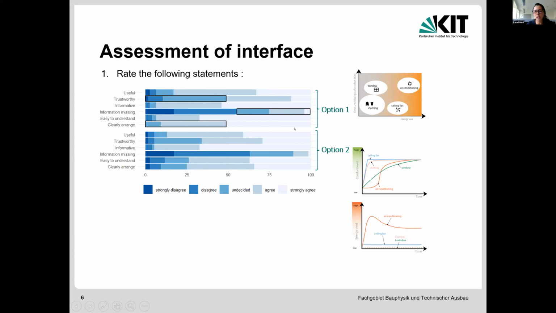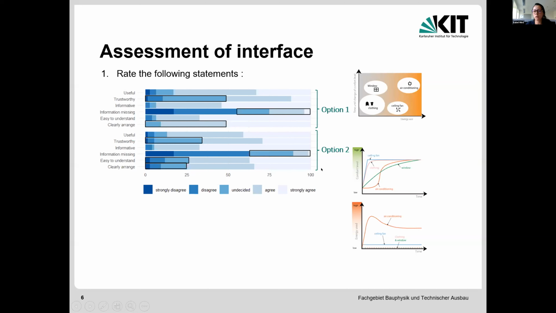As the aim is to enhance the design of the feedforward interface, we will focus on the negative responses of people, what people strongly disagree with. We found that people didn't find the information trustworthy for the first option, that there was quite a lot of information missing, and that the graphic was not clearly arranged.